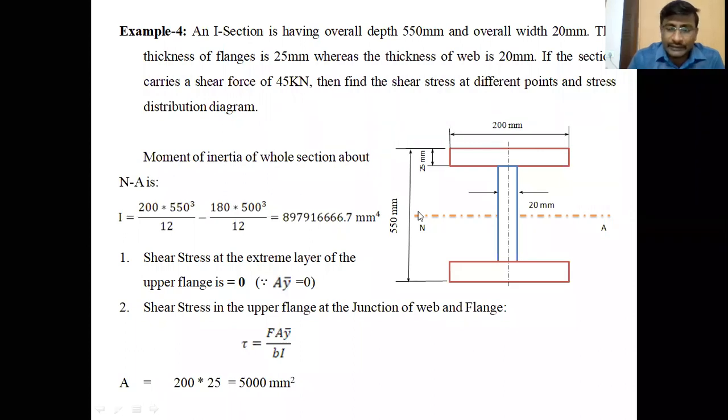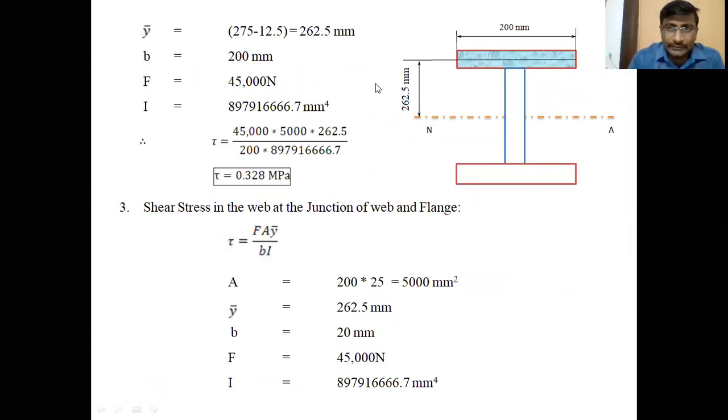Then what is the ȳ value at this place? What do you mean by ȳ value? I shaded this at this place. ȳ means, in that formula, the center of gravity distance of that area from the neutral axis. So we are considering the layer at this place. Above this layer is the area of the flange, 200 into 25, 5000 mm², and ȳ means the center of gravity of this shaded portion from the neutral axis distance. So how to get this distance?